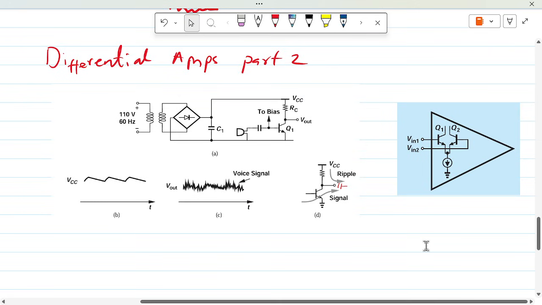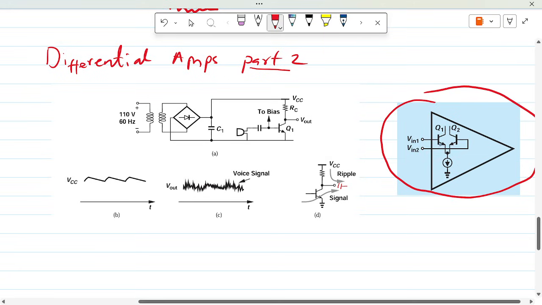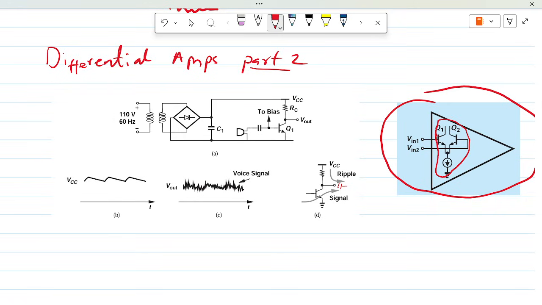Hello, in this video we are going to look at part 2 of differential amplifiers. Previously we looked at how useful differential amplifiers can be and also how op-amps have a differential amplifier as their first stage. So the input stage of an op-amp should look like this. This gives us our first sneak peek of what differential pairs look like.